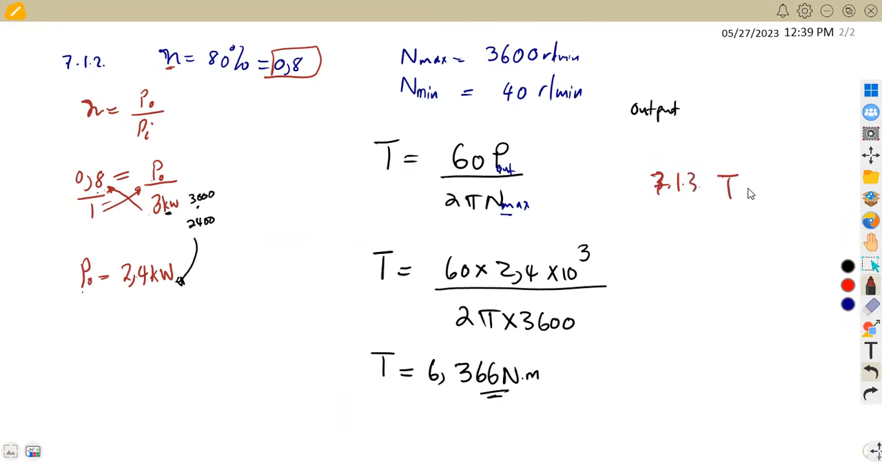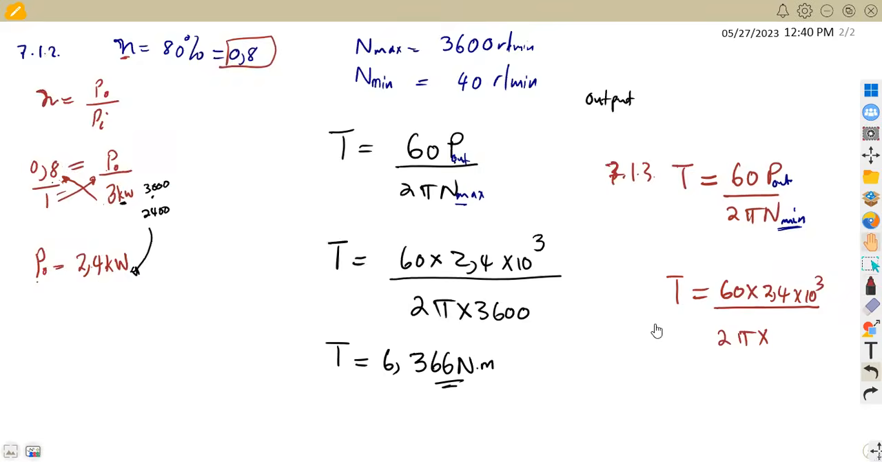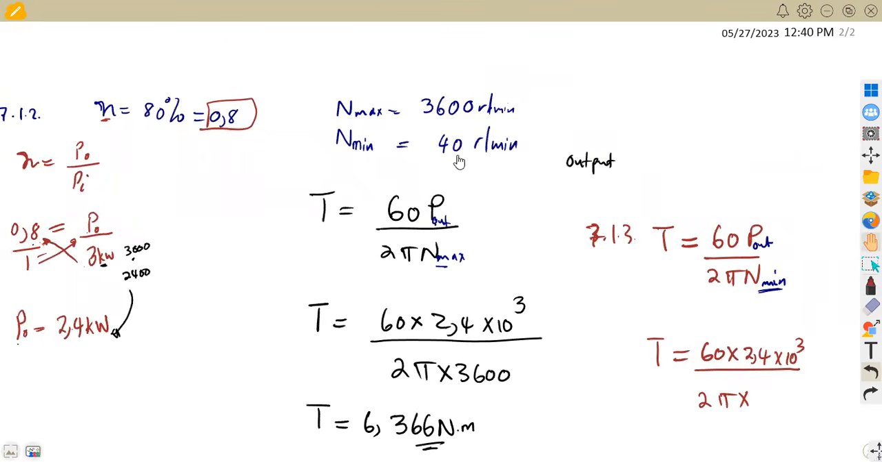So this is 7.13. So our torque also, the formula is not changing, 60P over 2πN. The only thing that we are supposed to consider is this time we are told at the driving speed, which means we are dealing with the output power, but at the minimum speed, the minimum velocity. So we are working with the minimum velocity there. All right, so let us have our information. That's T is equal to 60 times the output power of 2.4 kilowatts. That's 2.4 times 10 to the exponent of 3, everything over 2π n, times the minimum speed that we are given as 40 revs per minute.